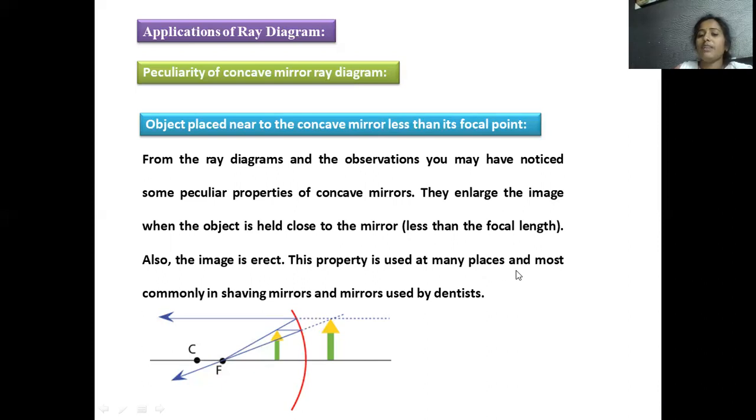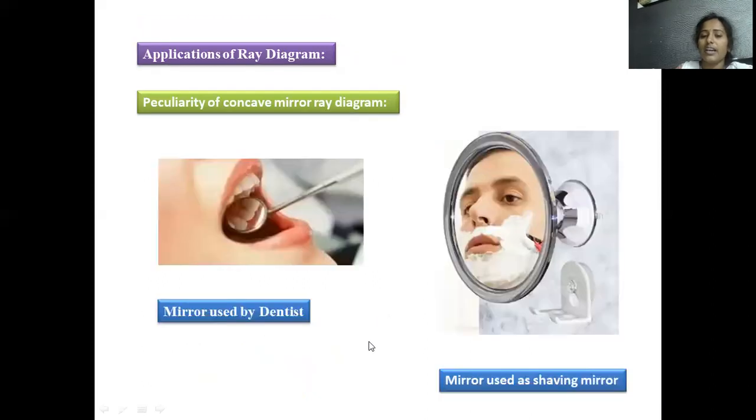This property is used in many places because of this. If you place the object at a very close distance to the mirror, it will reflect the light with a larger size image. A virtual image is obtained, but a vertical upright image is obtained. This is very essential, especially for diagnosis purposes. Dentists use it to identify the tooth structure, and also any deformations, any small minute fracture, any small cavity in the dental structure. Everything can be easily analyzed by this concave mirror analogy, where the object is placed very near.